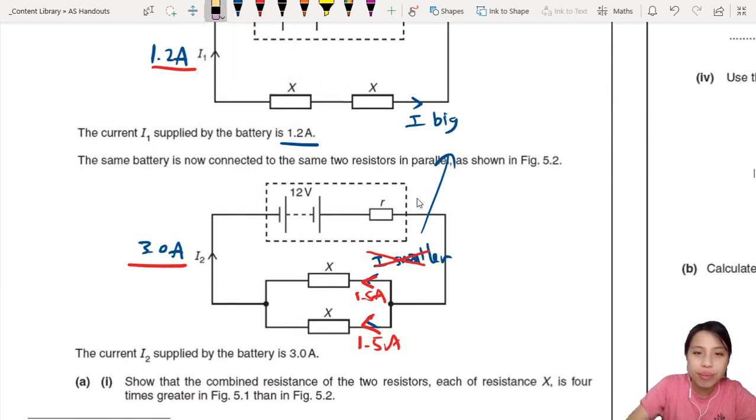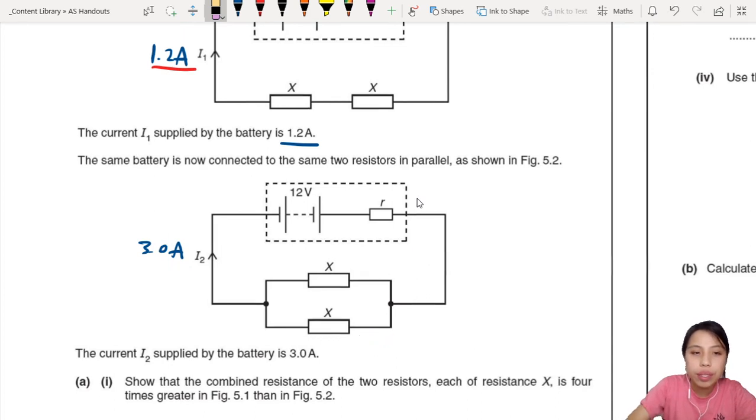Misconception. Okay, let me wrap this up so I can save this for later. Okay, so they gave us these things. And the first question, they asked us to do an interesting thing. They asked us to show. Show is a very important word. Show that the combined resistance is 4 times greater in this one than in this one.